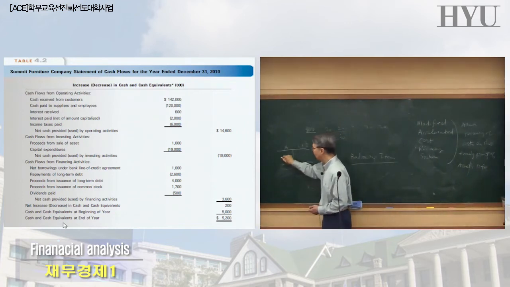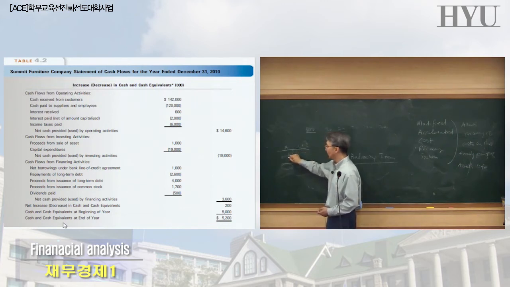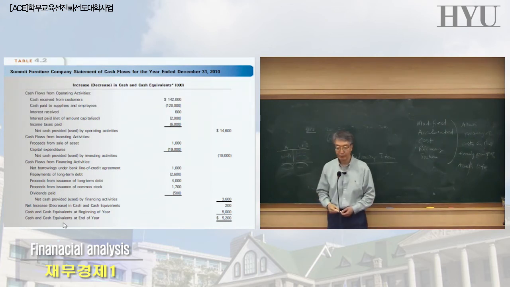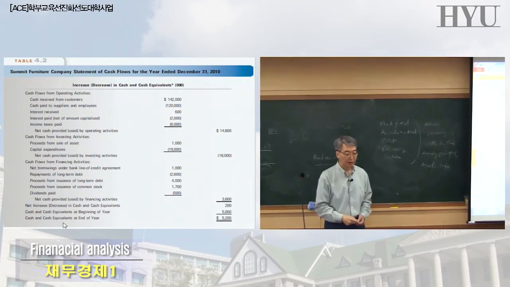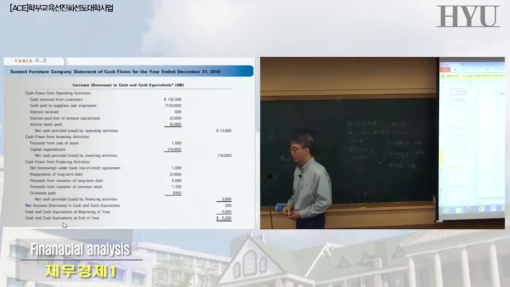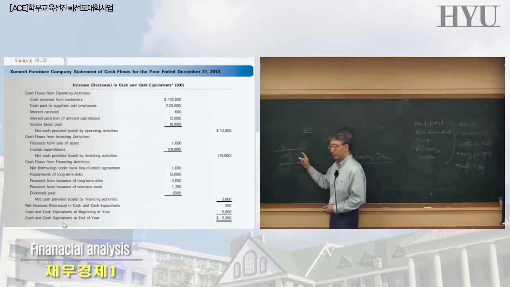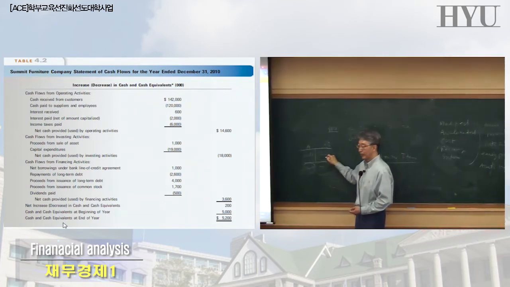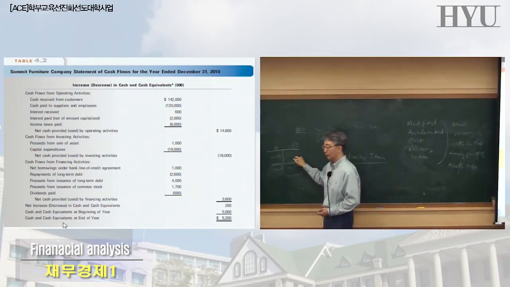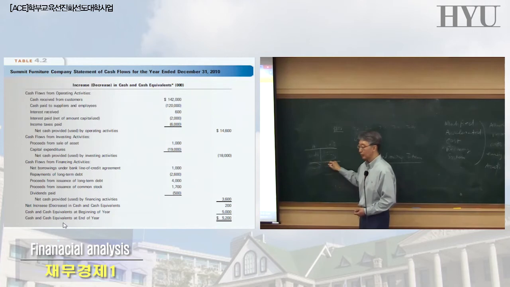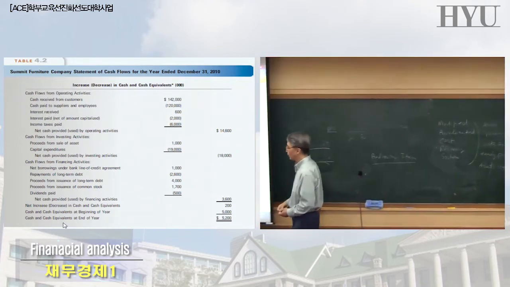So if you had assets here and liabilities here, whatever the difference between assets and liabilities is, the equity of stockholders must make up for the difference. This is what we call a balancing item. This is the item that balances two sides, right? The same idea here.